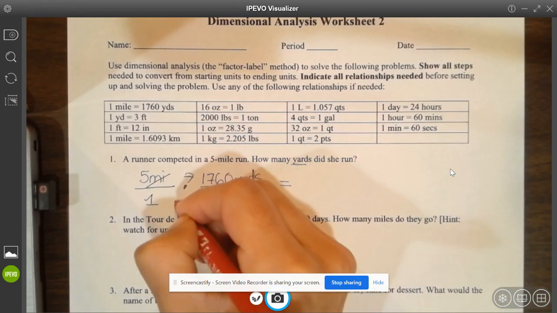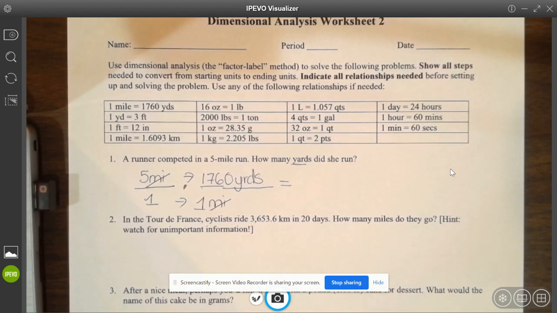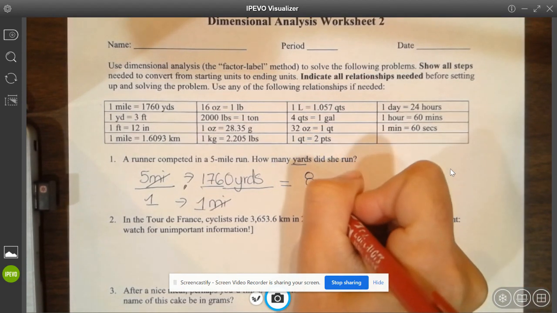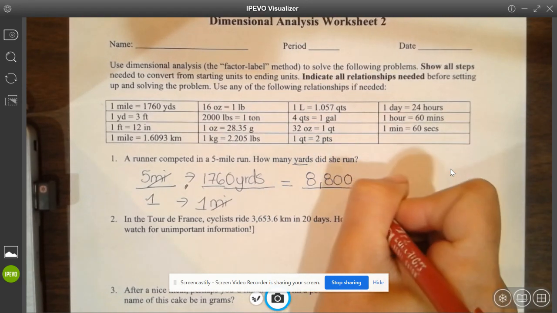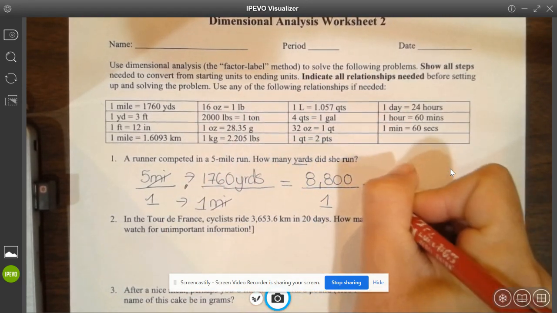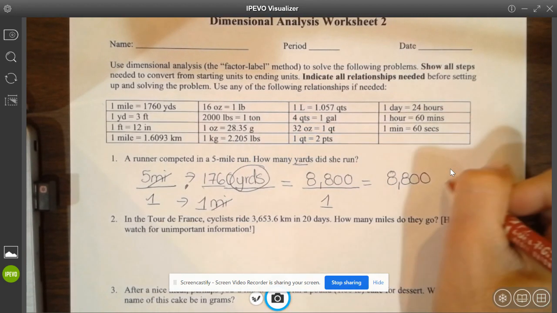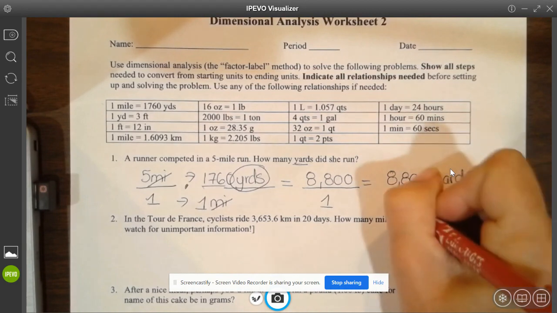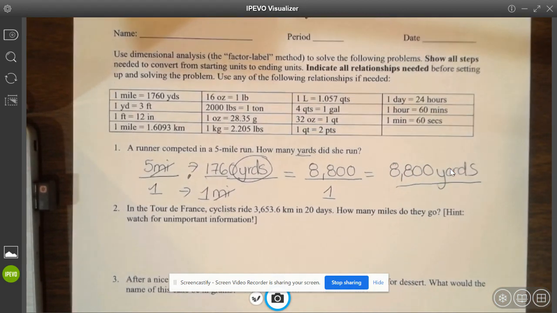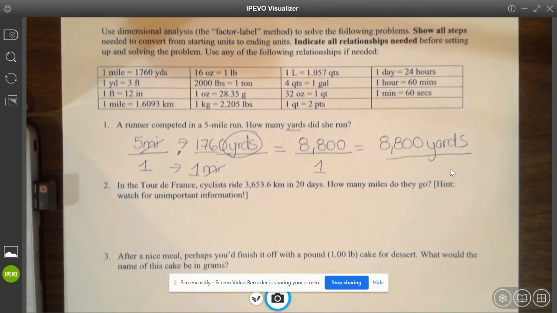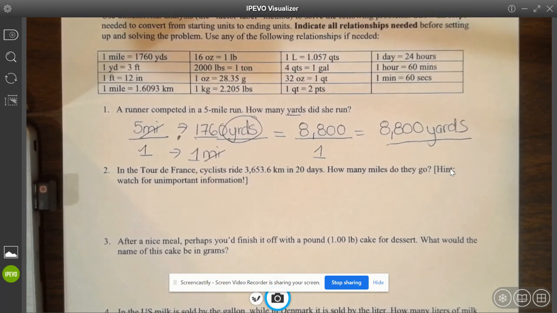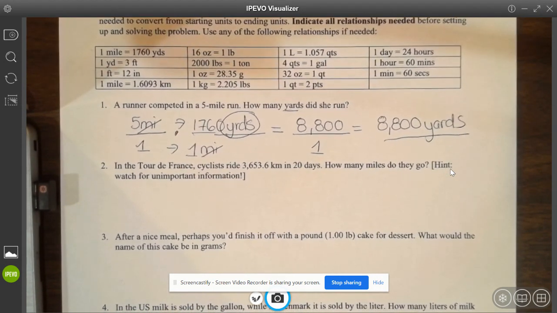So we multiply across. That's 5 times 1,760, that's 8,800 over 1 times 1 is 1, which is 8,800 yards, right? And that is my answer. Okay, all right, that's just like what we were doing last week. Let's keep going and see if there are some that are more involved.